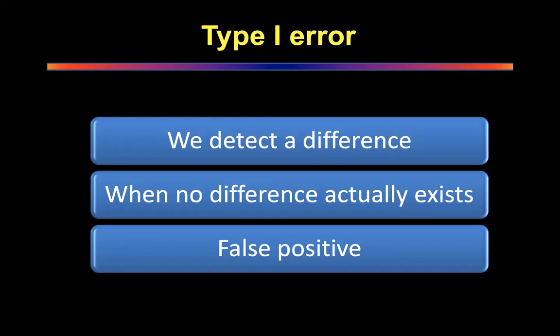Made sense or no? Yes, sir. False positive and false negative. This is type 1 and this is an error. This is not part of the study.